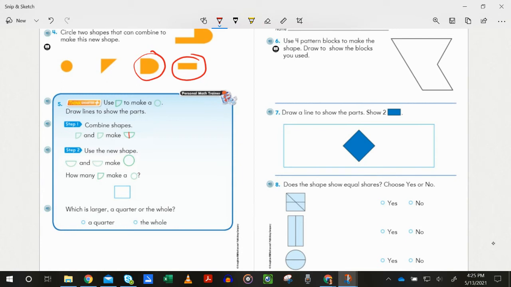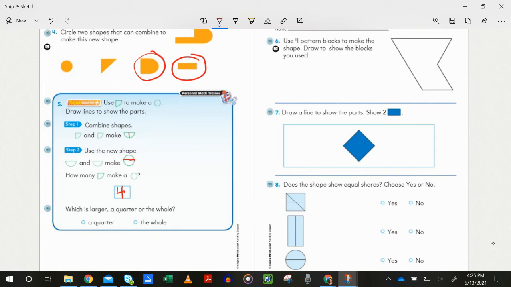Number 5, we got started together with these 2 pies to make the half circle. And then we can have the 2 half circles to make a circle. We can draw a line to show how that happens. So how many of the pie shapes does it take to make a circle? The answer is 4. Okay, so that would give you the star.